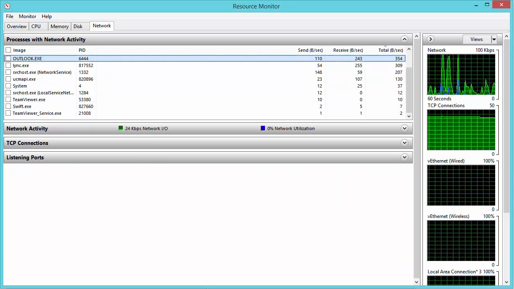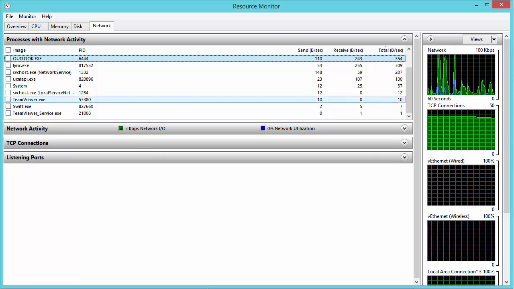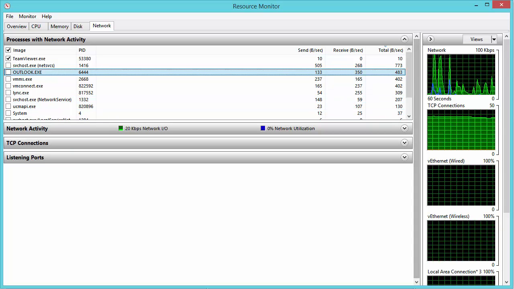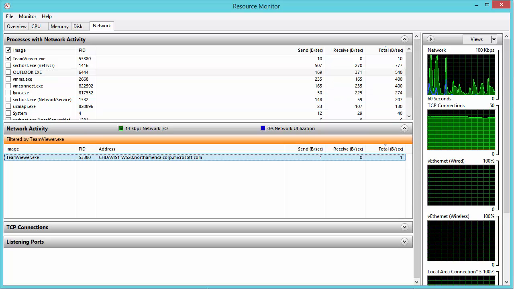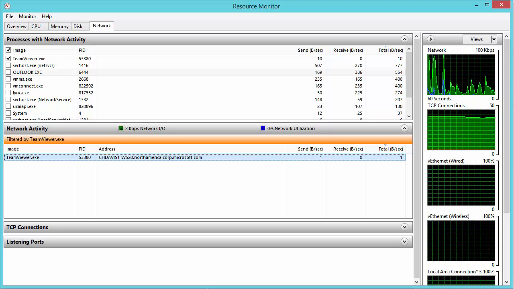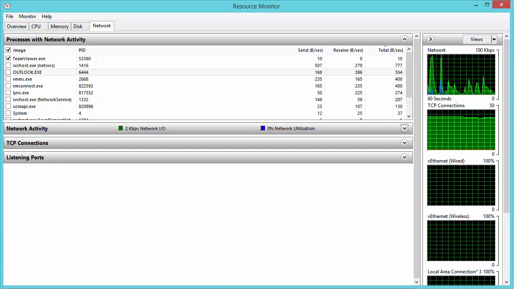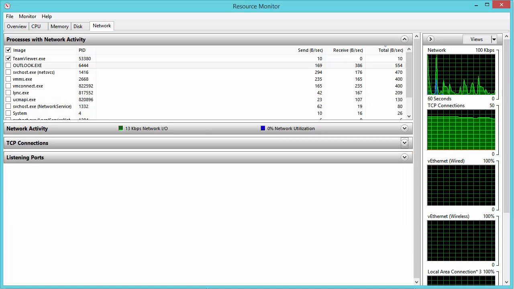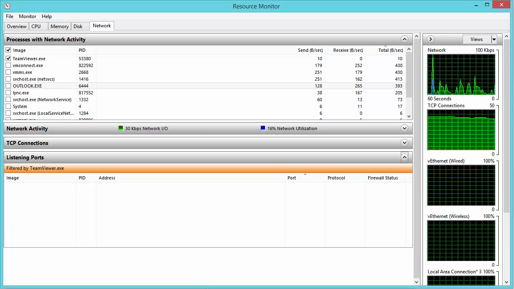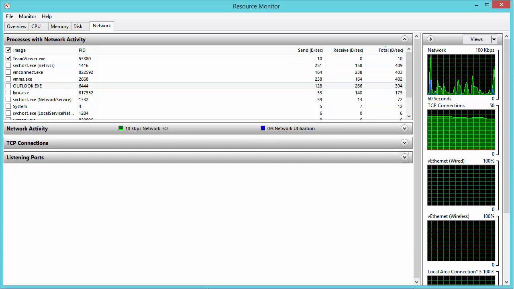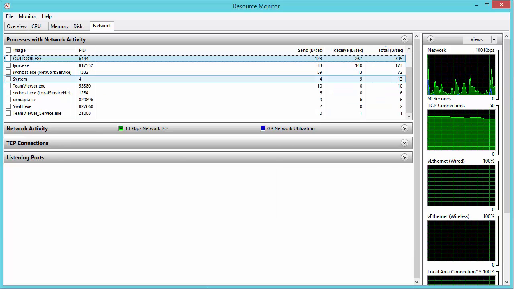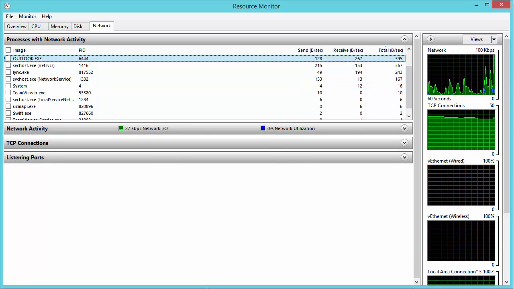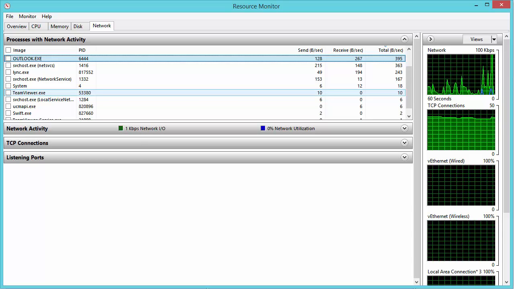Let me grab something else in here. So maybe TeamViewer. What does the TeamViewer server look like? This can be kind of useful if I ever need to look at that. So you can see that it's connected to that PID, it's connected to this address, that remote port, and there are no listening ports on it, so that's interesting to know. And you can see where this can get really handy. So for troubleshooting live problems and seeing live network data, you would use Task Manager and Resource Monitor.